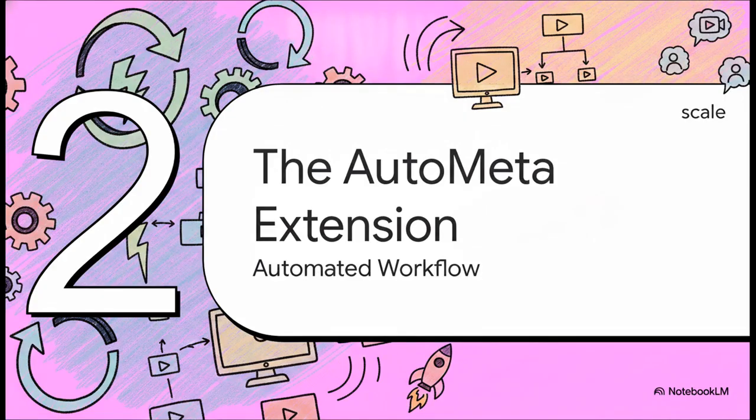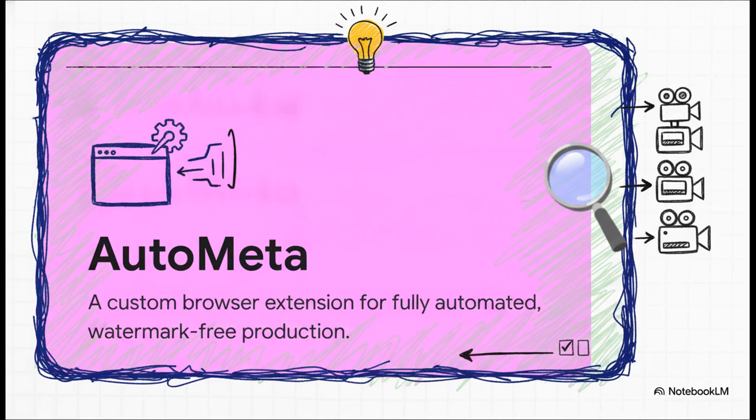Which brings us to section 2. Enter the AutoMeta extension. So how do we break out of this cycle? Enter AutoMeta. This is a custom browser extension built specifically to turn Meta AI into a fully automated, watermark-free production factory. And the best part is that it isn't some massive, clunky software you have to configure for hours. The setup is remarkably simple. You just pop open the Meta AI webpage, click the extension in your browser, and boom, you are instantly ready for high-volume, bulk generation.